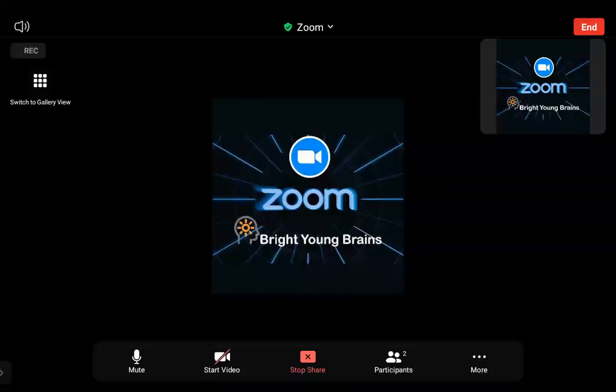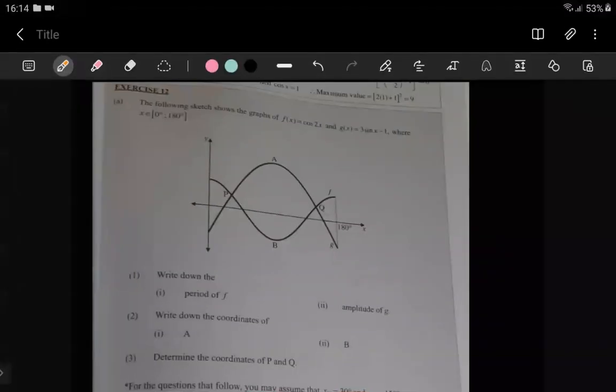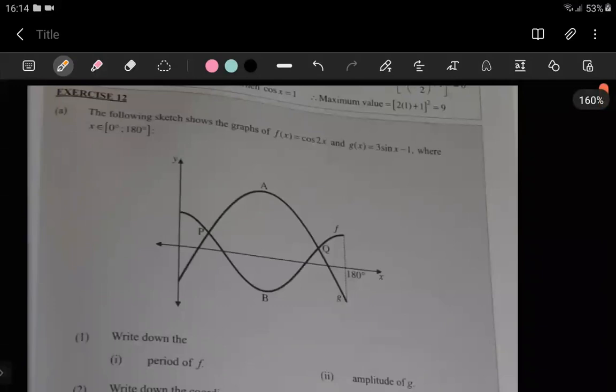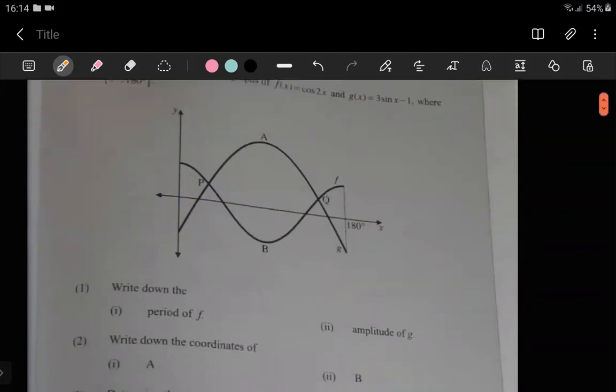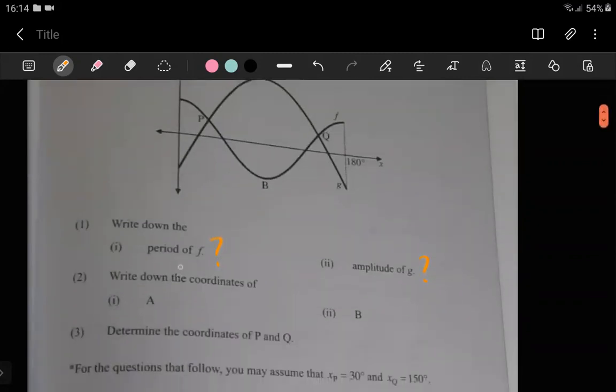So the idea with these questions, let's see. It says the following sketch shows the graphs of f of x and g of x from 0 to positive 180. So what we need to take note of is all these questions, right? You see, they are asking for a period, amplitude, coordinates of A, B, coordinates of P and Q.